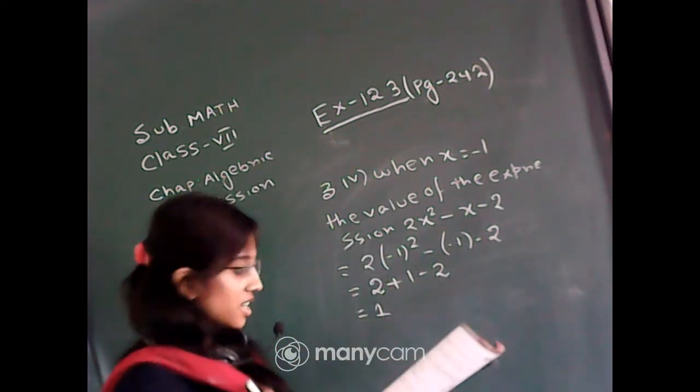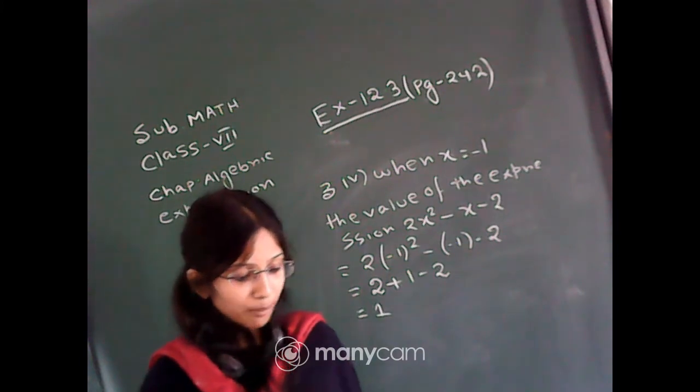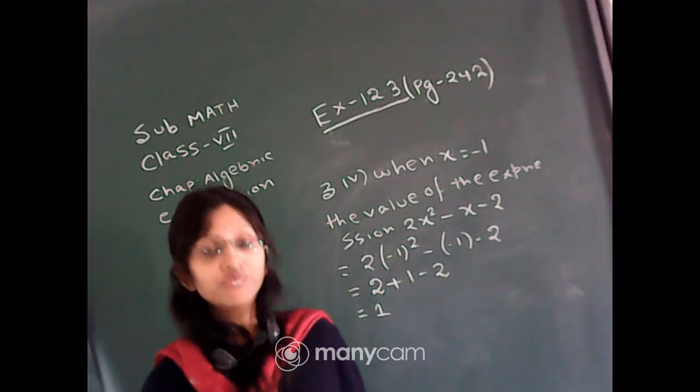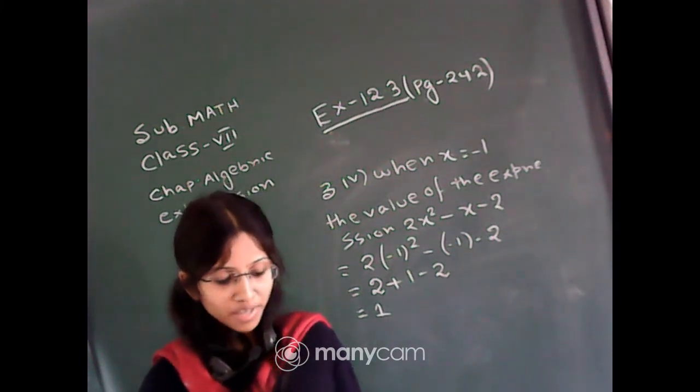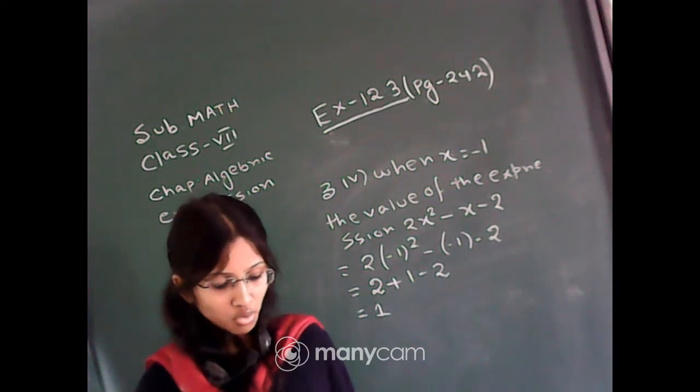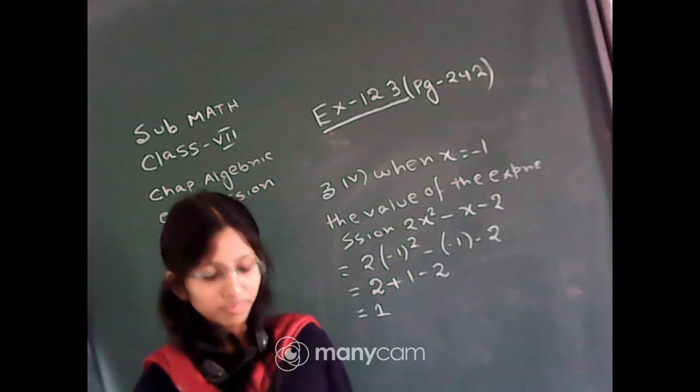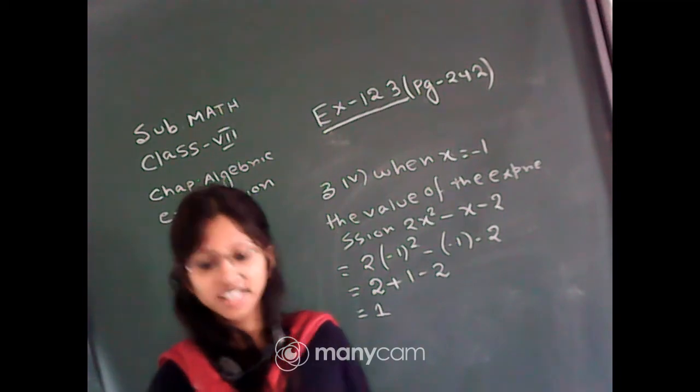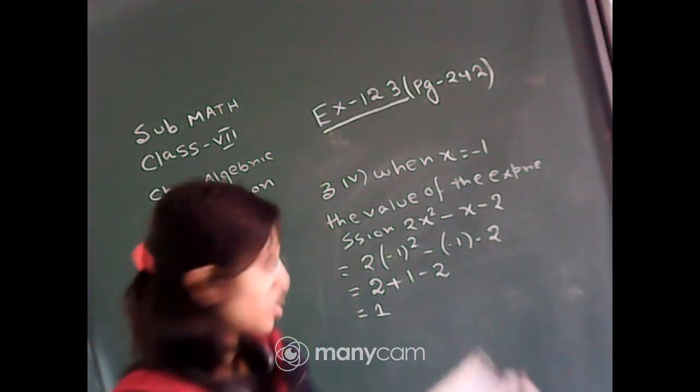Next, question number 4, 2. If a is equal to 2, b is equal to minus 2, then find the value of the expression a square plus ab plus b square.